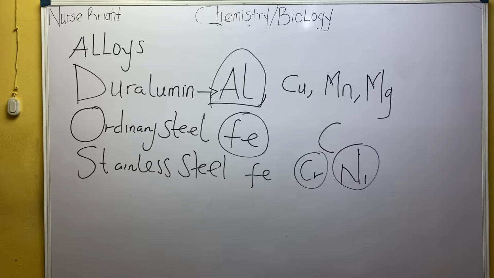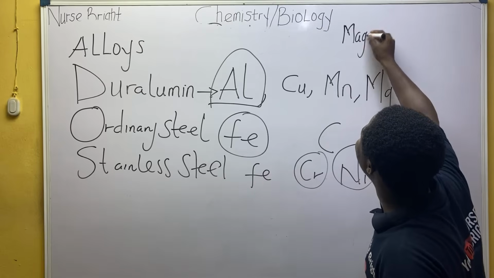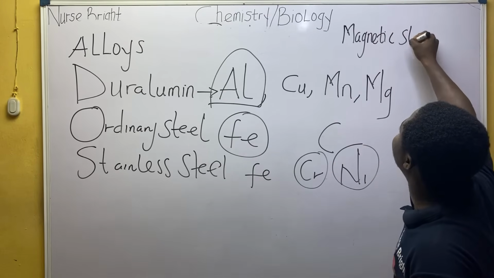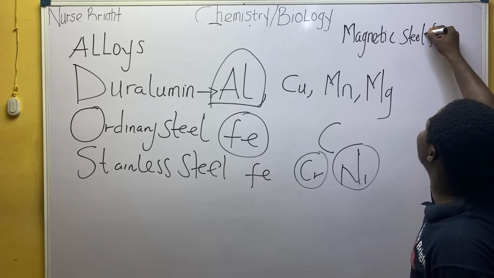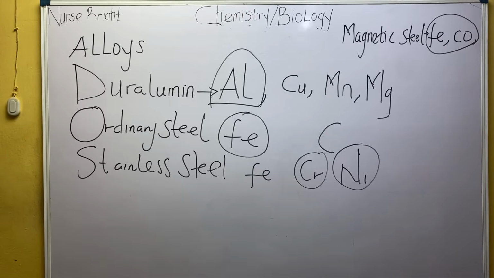Note that. Some steels are magnetic in nature. Magnetic steel is made up of iron, the first one, and cobalt. This one is for making permanent magnet. Magnetic steel is for making what? Permanent magnet. Note that, guys. All this is essential to be noted.